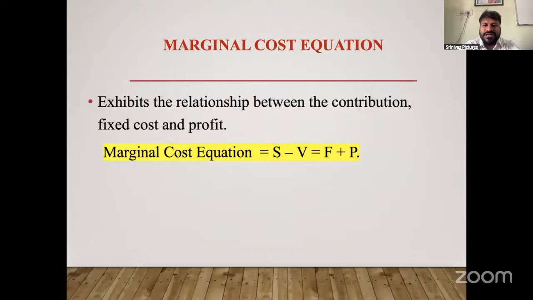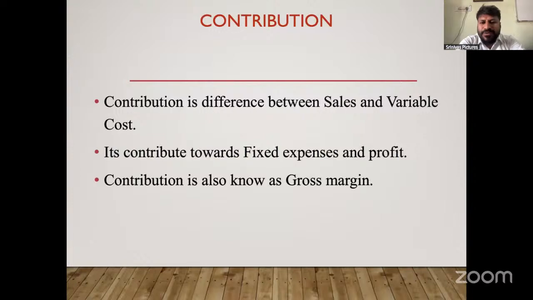Marginal costing means what? It exhibits the relationship between the contribution, fixed cost, and profit. The marginal costing equation is a set of variables, that is variable cost, fixed cost, profit, and sales. What is the meaning of contribution? Contribution is the difference between sales and variable cost. It contributes towards fixed expenses and profits. Contribution is also known as gross margin.